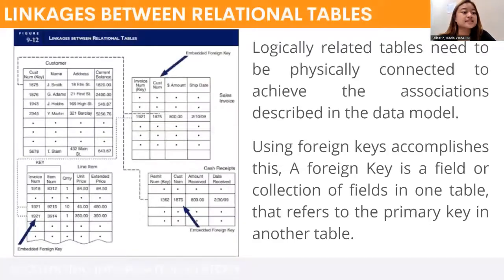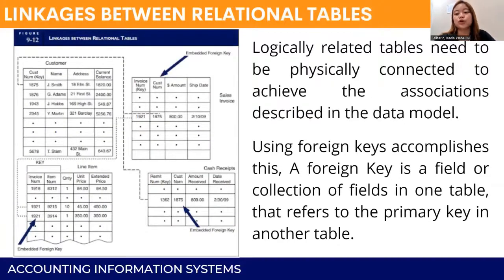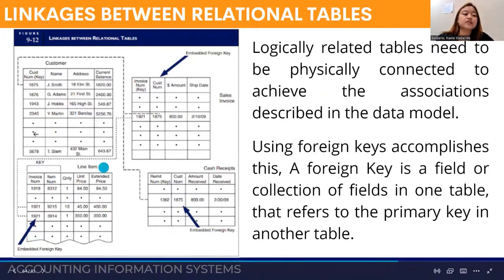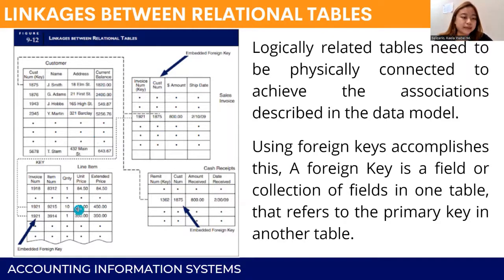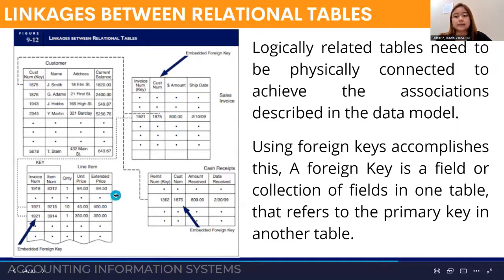Next is linkages between relational tables. So logically related tables need to be physically connected to achieve the associations described in the data model. Using foreign keys accomplishes this. So a foreign key is a field or collection of fields in one table that refers to the primary key of another table. So with a given example here, figure 9.12, makikita natin na meron tayong apat na table. First is the customer table, the sales invoice, the cash receipts, and the line item.